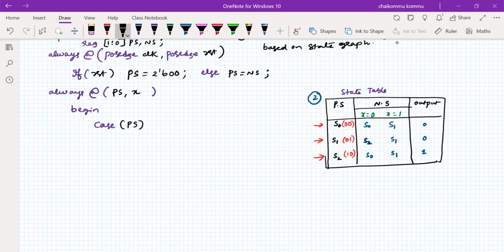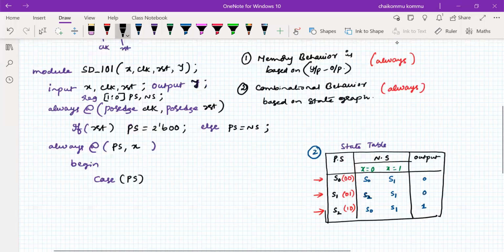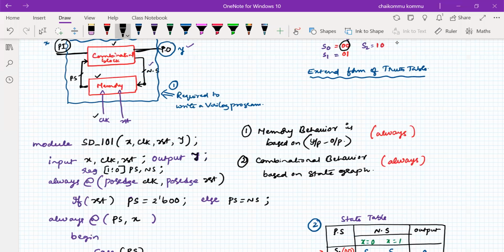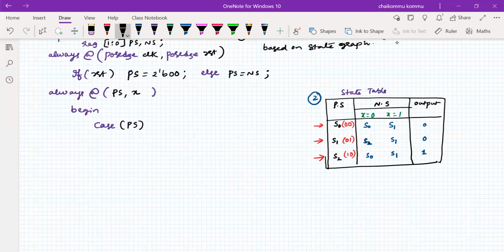I have created the present state previously, and that present state I'm taking into consideration here. Whenever the positive edge of the clock is active, the present state is generated, and depending upon the X input, the combinational circuit will produce the output as well as the next state, right? So that's what I'm writing here. The case is equal to, for example, 2 bit of 00.